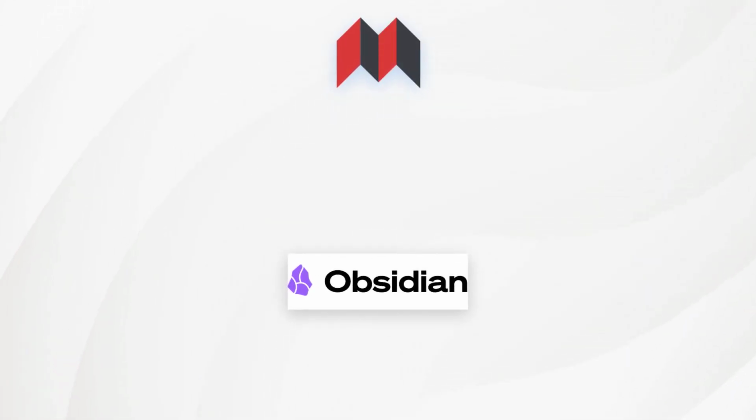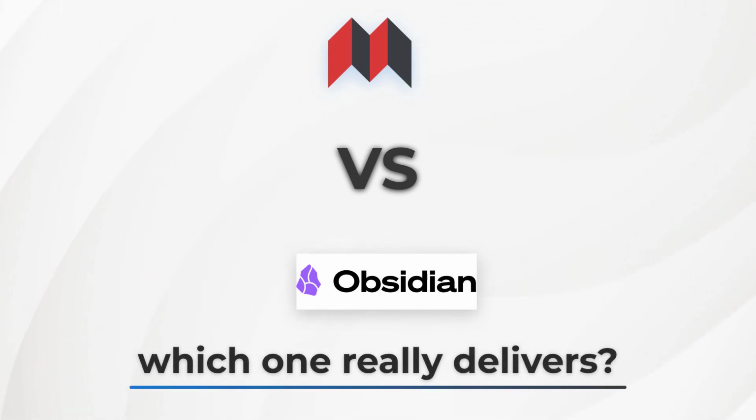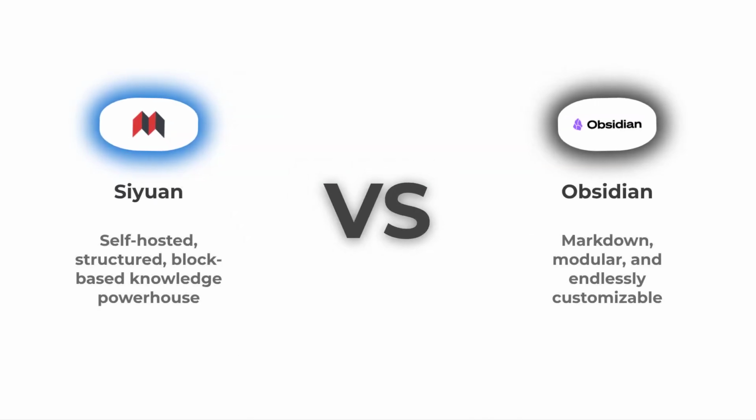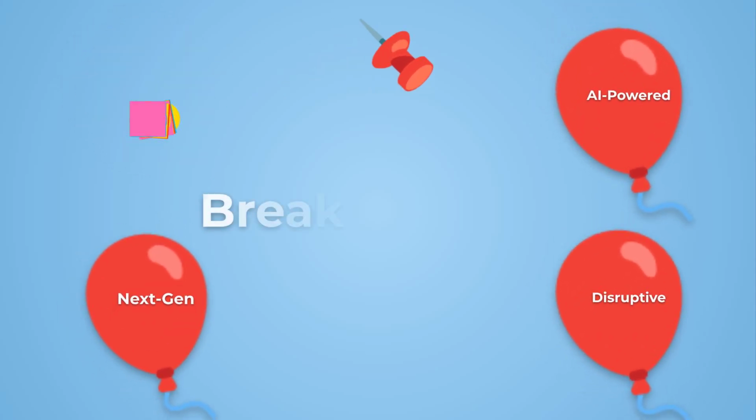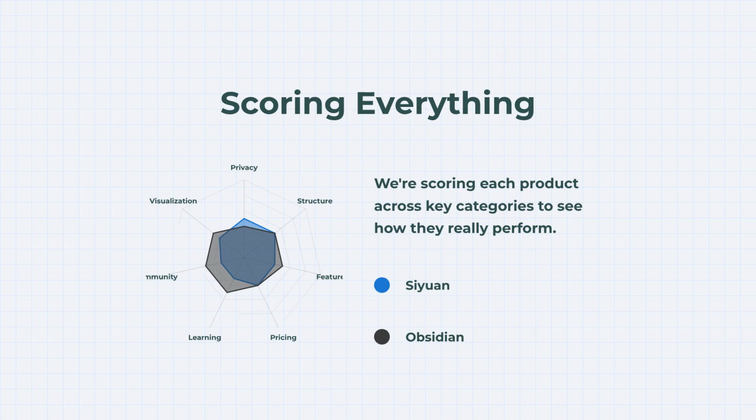Two leading knowledge tools, Siyuan and Obsidian, each promising a better way to organize your digital brain. Which one really delivers? On the left, Siyuan, the self-hosted, structured, block-based knowledge powerhouse. On the right, Obsidian: markdown, modular, and endlessly customizable. Let's skip the buzzwords and get to the real stuff. Each category earns points, and at the end you'll see exactly who comes out on top. The result might not be what you expect.